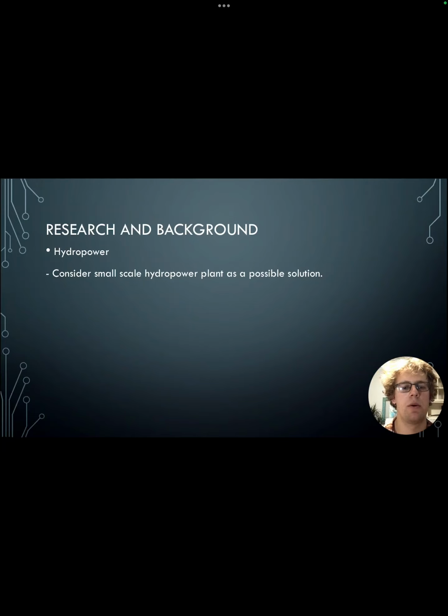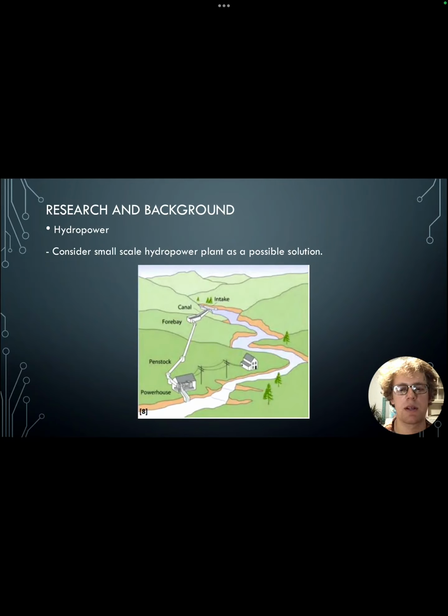And then hydropower was also looked into as a possible solution, since it is a very effective form of alternative energy. So consider small-scale hydropower plant as a possible solution. The particular plant that was looked into is called a run-off-river type of plant, and it looks like this. A run-off-river plant is not a reservoir-based plant. It is a dynamic plant, so you do not need to store water and then release the energy when it's required, like with a dam project, a hydro dam project.